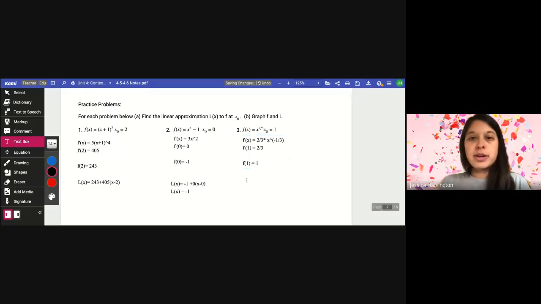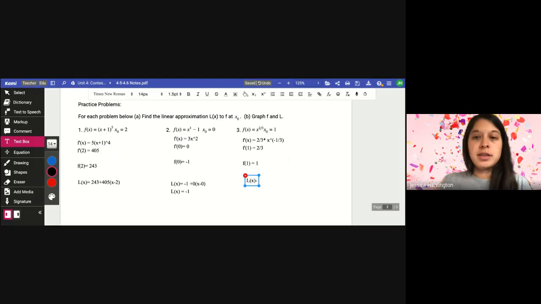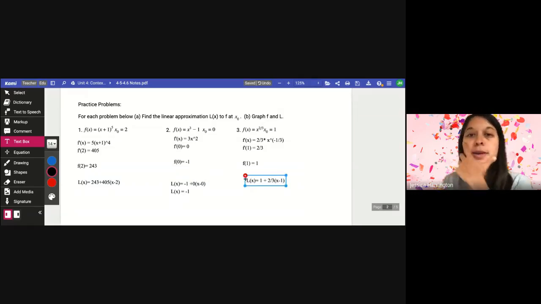So now when we write our linear approximation, L of x is equal to our starting point, which is 1, plus our change in x. Well, our slope here is 2/3, and then it's x minus 1. Okay, so we can use this to approximate the value of a function around x equals 1.